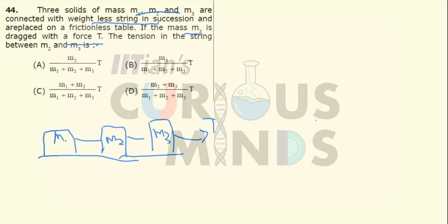Now over here, let us see the forces on the string. There will be T1 in between m3 and m2. The same T1 force will be the reaction force for m2. There will be tension T2 between m1 and m2. The same T2 will act on this side.